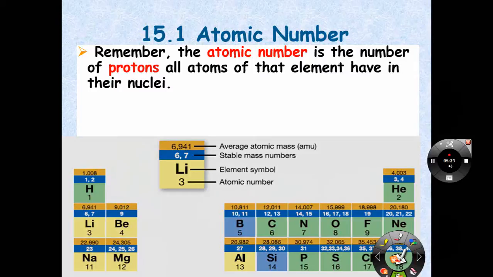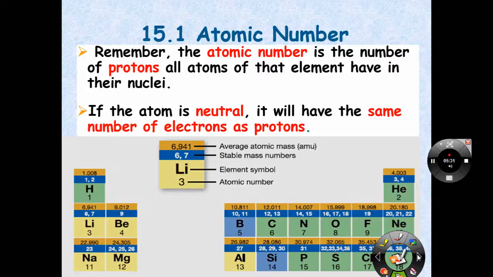The atomic number. Remember, the atomic number is the number of protons in all the atoms of the element they have in their nucleus. Here, of course, we have lithium again as our great example. And we also know if an atom is neutral, it will have the same number of electrons as it has protons. So lithium has the atomic number of 3, which also means it should have 3 electrons if it's neutral.